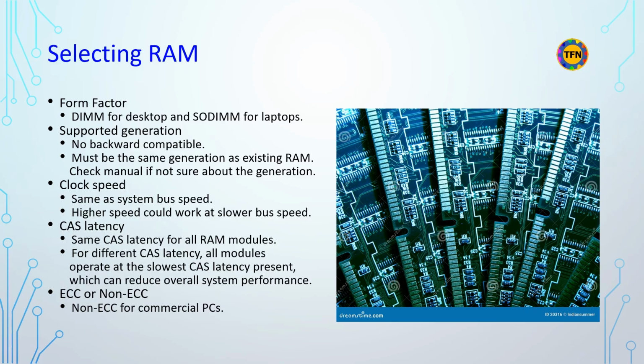Clock speed should be same as system bus speed or current RAM speed. Higher RAM speed could work, but its speed will be dragged down to the lowest of RAM modules and system bus speeds. In other words, higher RAM speed will not provide any benefits if the system doesn't support it or when used with a lower speed RAM module. Same CAS latency is recommended for all RAM modules, as all modules will operate at the slowest CAS latency present.